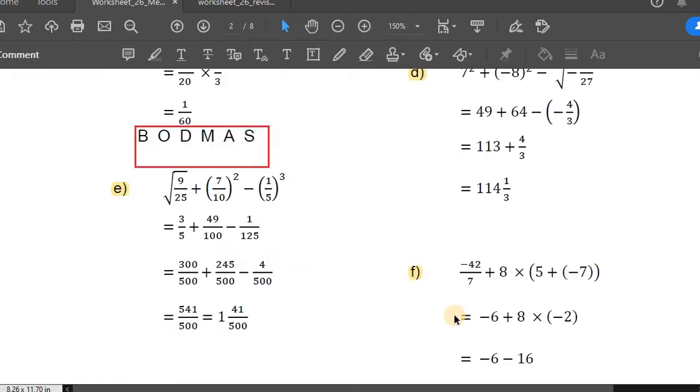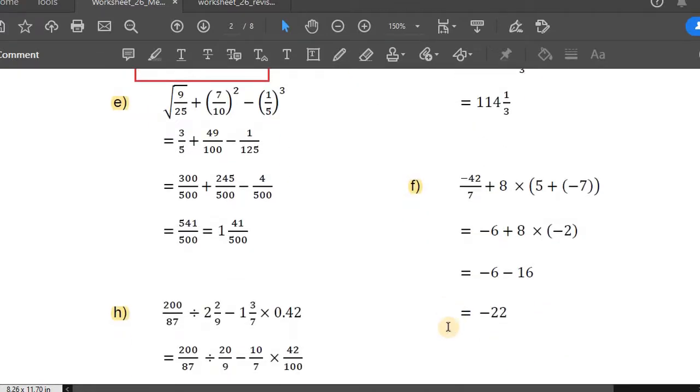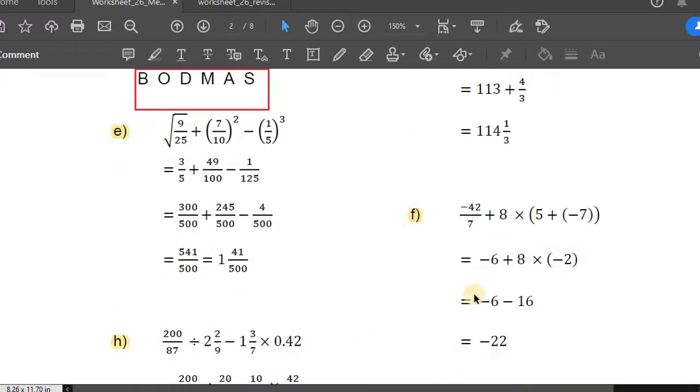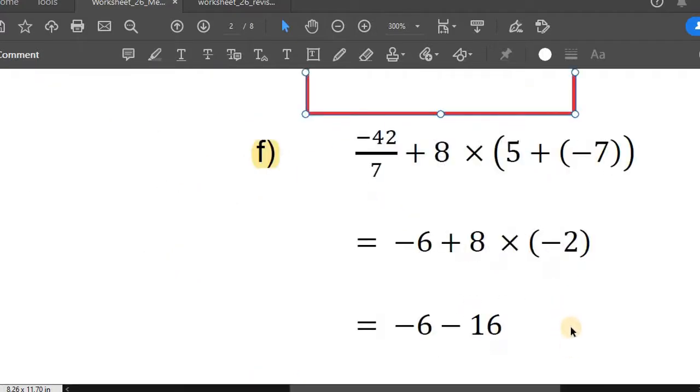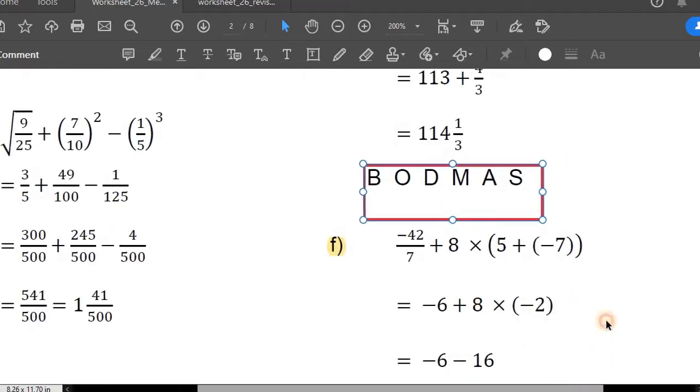Okay, the video is becoming a bit long. Let's go to F, right? I'm just going to finish this section, then I'm going to close this video here and I'll continue in another video, right?